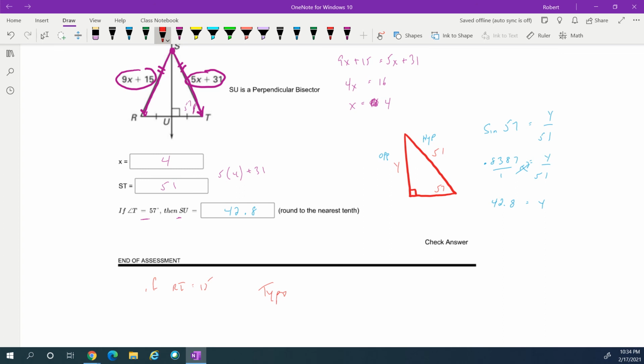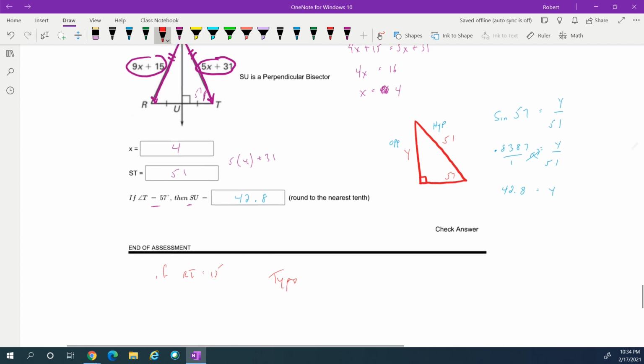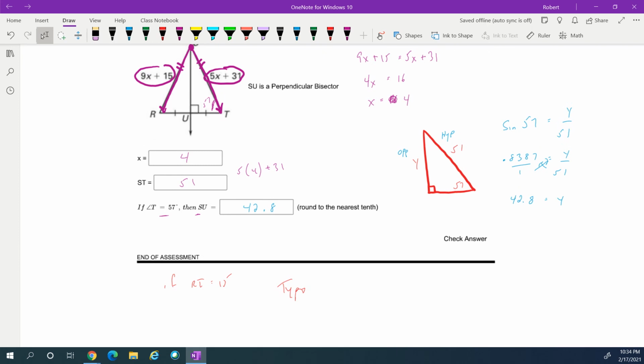It was a mistake, but that's every question from the assignment. So that way you can kind of go over whatever challenges you might have had.